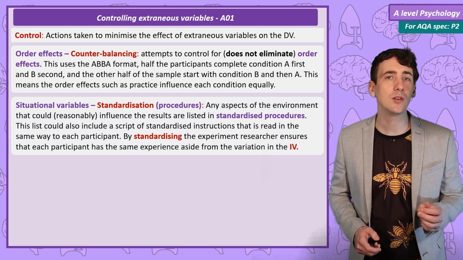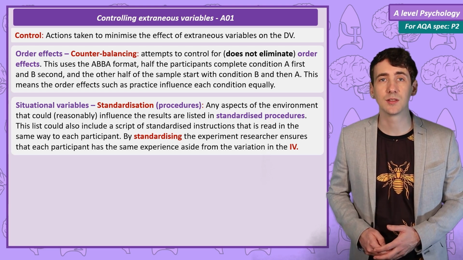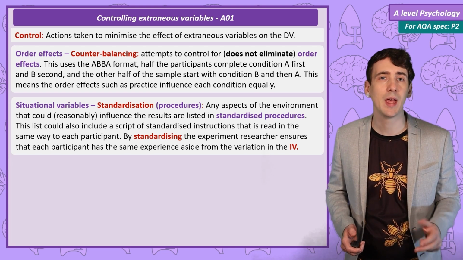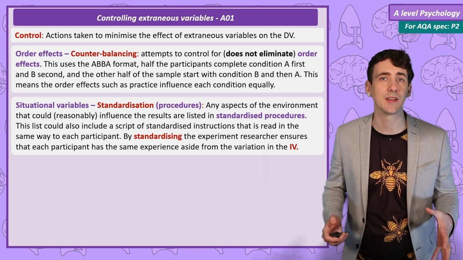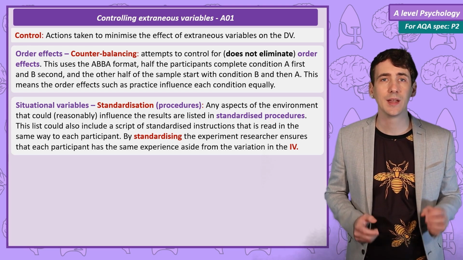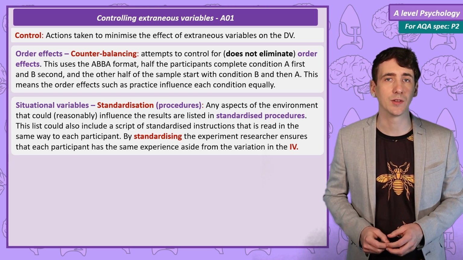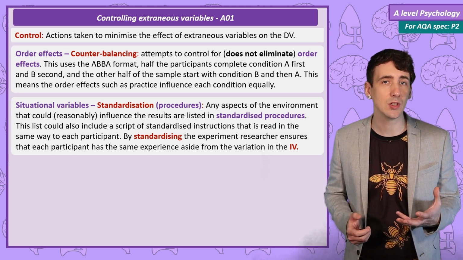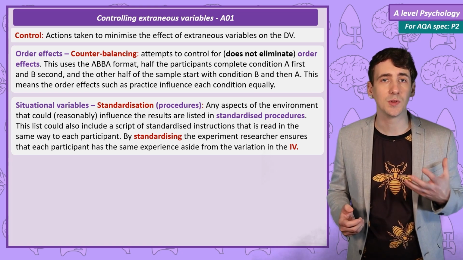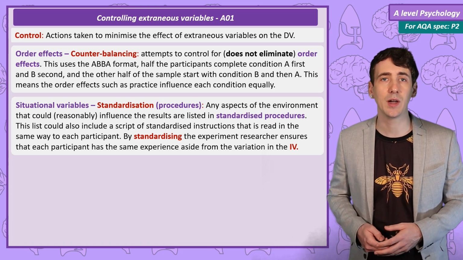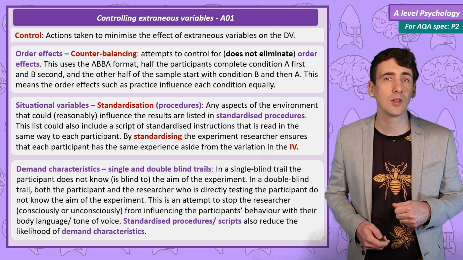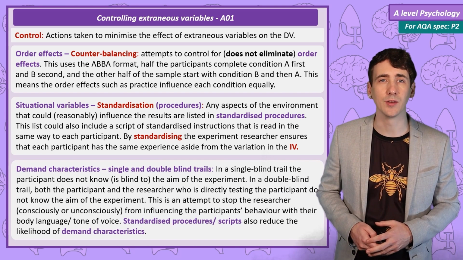To control for situational variables, we use standardized procedures. Environmental effects such as the temperature, lighting, or sound levels in the room can form part of a list called standardized procedures. This basically is a recipe the researcher needs to follow to give each participant the same experience, of course, aside from the variation in the independent variable. So the researcher would then make sure the participants in each condition had the same experience. To control for demand characteristics and investigator effects, we can use single and double-blind trials.